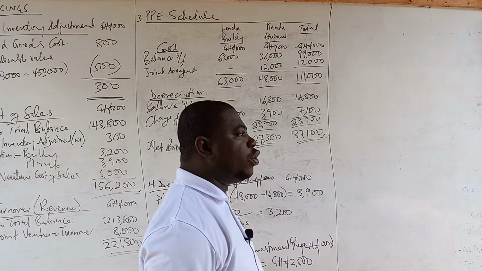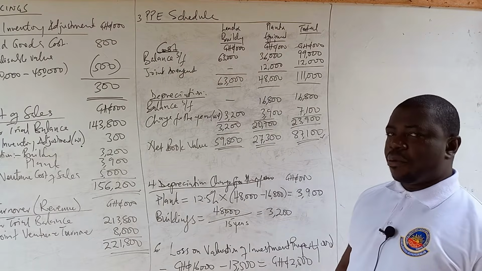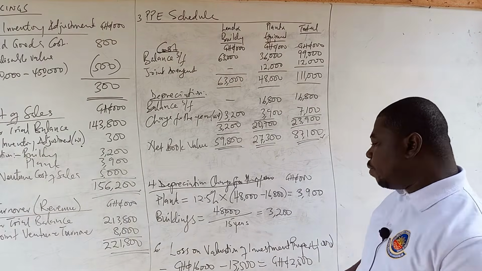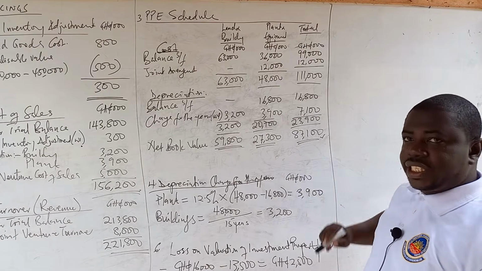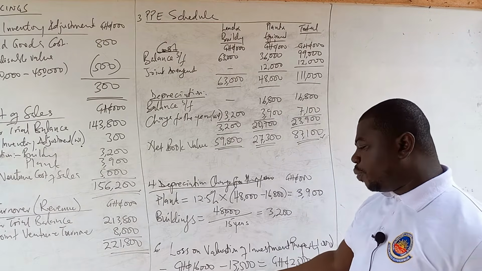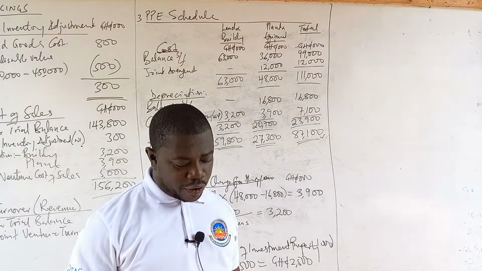So we are just going to show this in the statement of profit or loss as a loss from investment property. That is all. And then when we get to the statement of financial position, after we have shown the PPE of 87,100, we show investment property's new fair value of 13,500. So that is it for that.